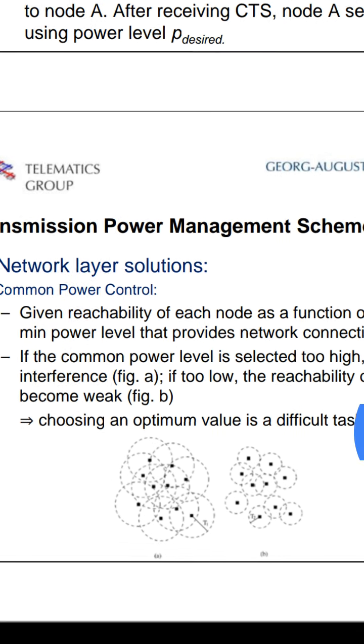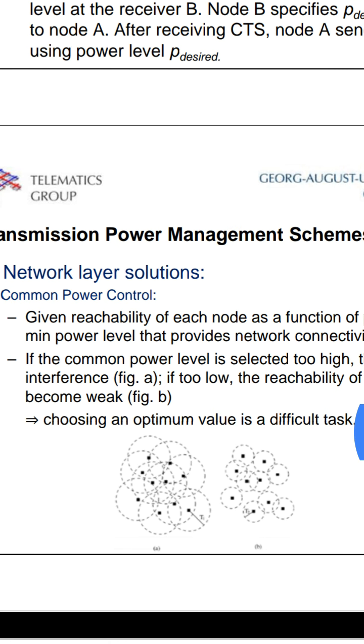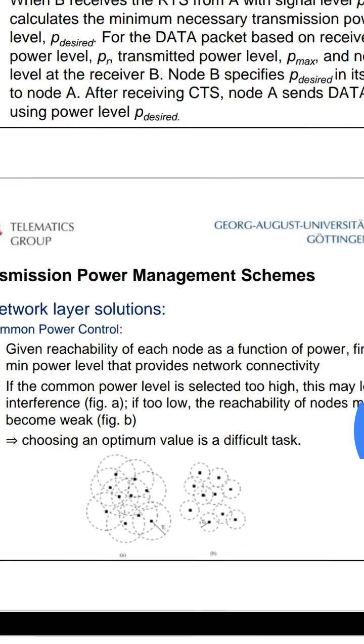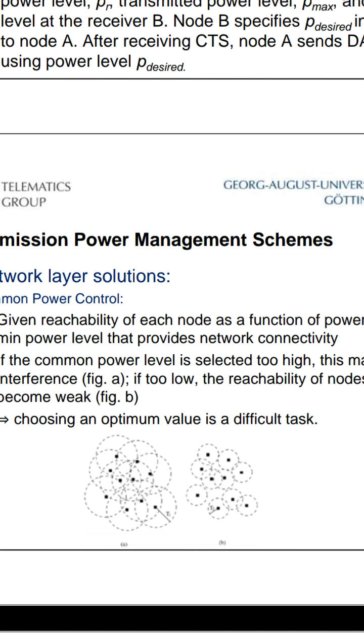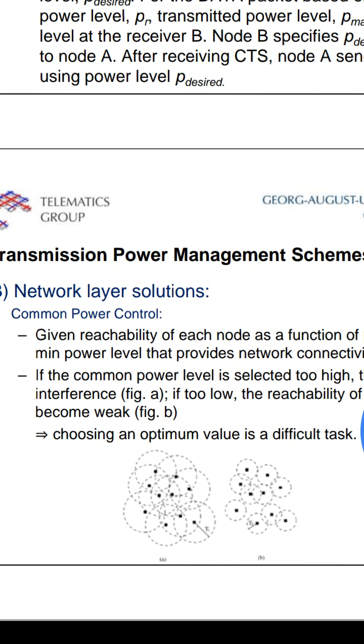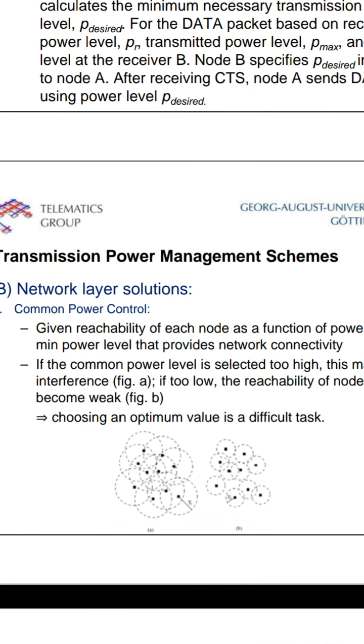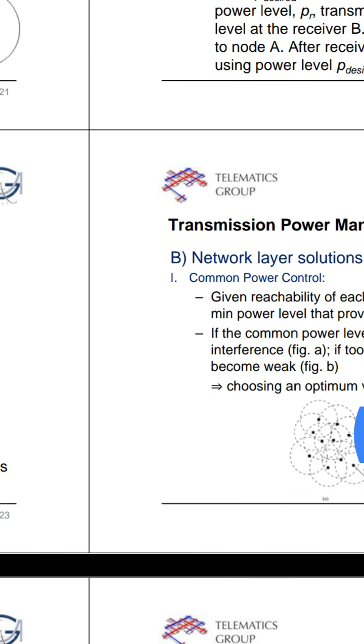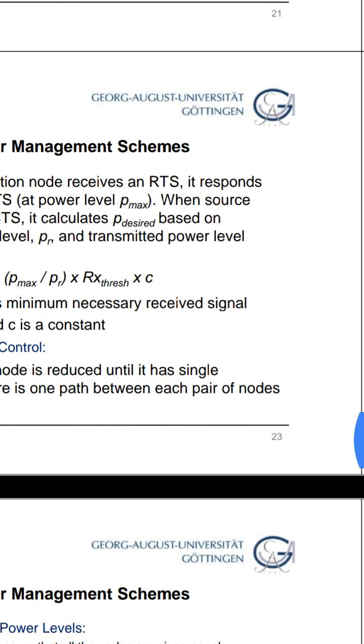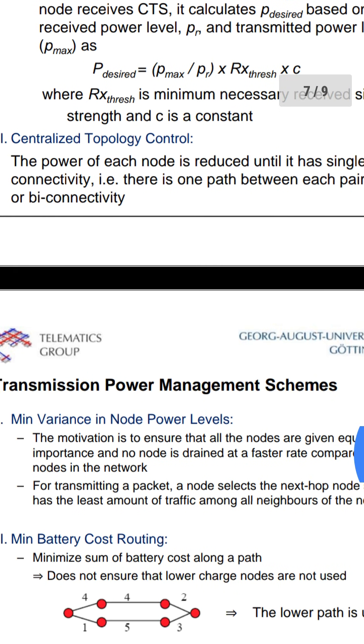So common power control means, given the reachability of the node as a function of power, the minimum power level that provides the network connectivity. That means nodes can communicate with minimum power, so it provides the network connectivity. And if you use high power, the distance will be more. So like this, the network will be connected with the optimized power. Once the network is connected with optimized power, the data can be transferred.